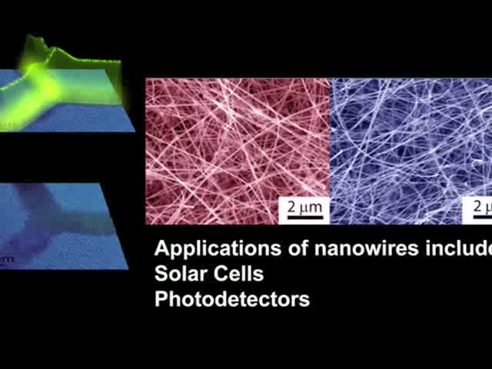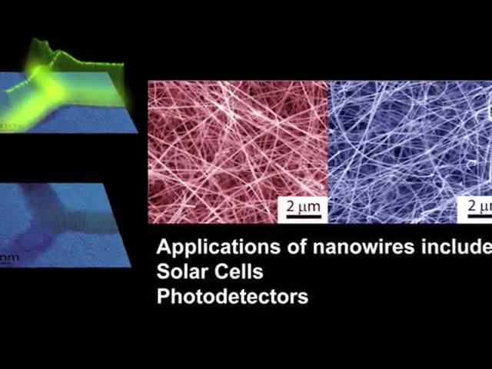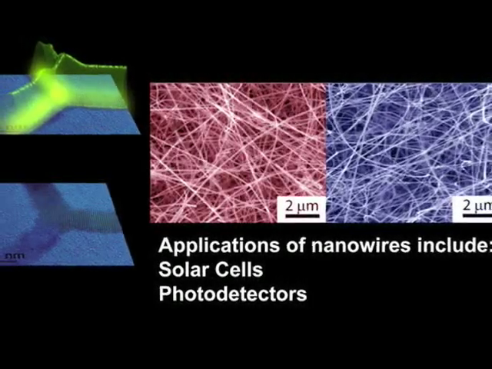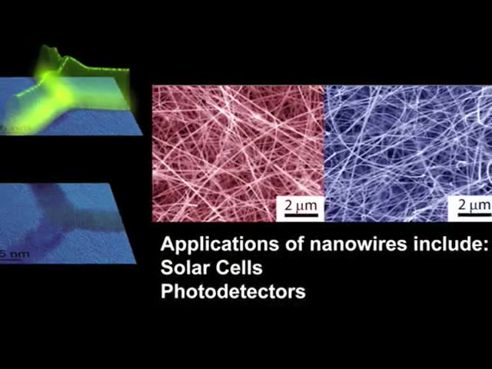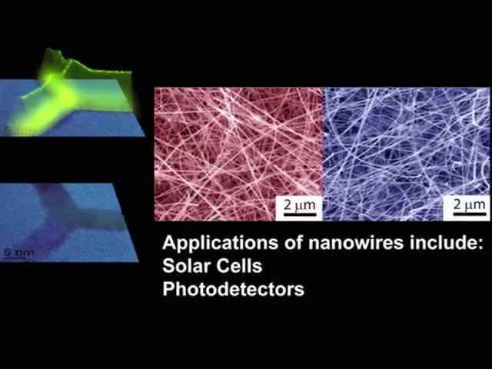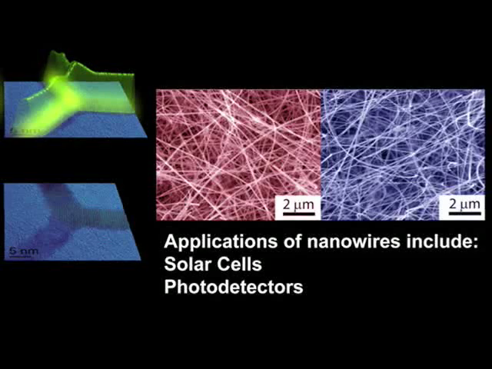The future is bright for semiconductor nanowires, and as researchers continue to understand their basic optical and electrical properties, their implementation into applications like next-generation solar cells and photodetectors will become an exciting reality.